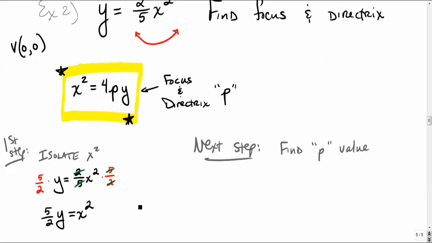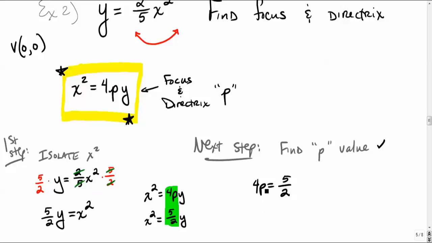And when it does, all you want to do is, here, let me write this down. X squared is equal to 4py. And what we just got, x squared is equal to 5 over 2y. And the reason I'm doing that is because now you can probably see that 4p is the number in front of y. It's the coefficient of y. So the green things simply just get set equal to each other. Alright, and now our next step is finding the P value.